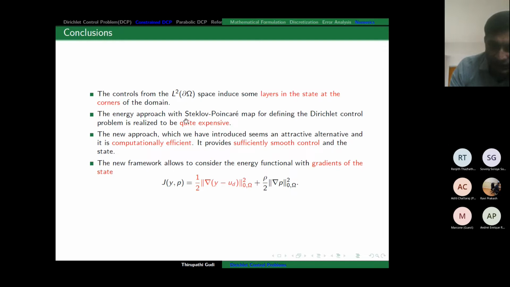But the Steklov-Poincare map approach will work. But see that numerically it becomes expensive.